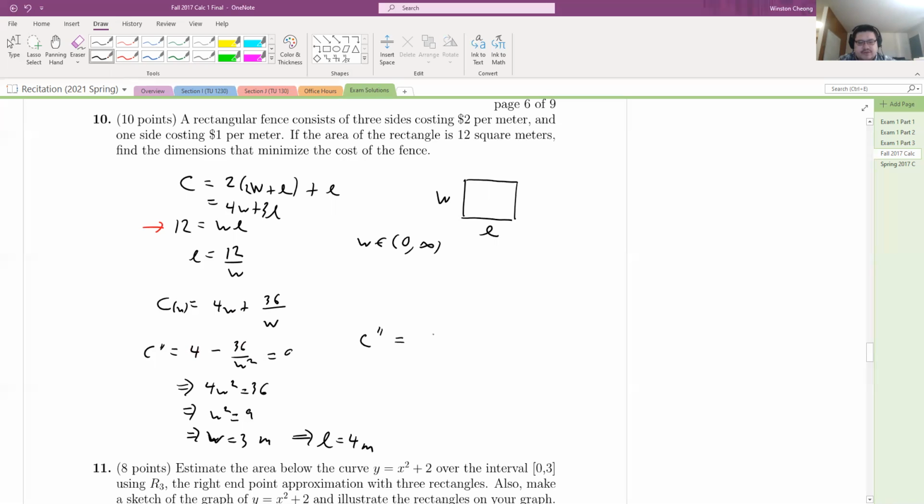Take the second derivative and we'll see we get positive 72 over W cubed. And the fact is that this is always positive, which by the second derivative test for absolute extreme values, it's the second derivative being always positive for your domain in question, which is W being from 0 to infinity. That means that this local min is actually an absolute min. So yeah.